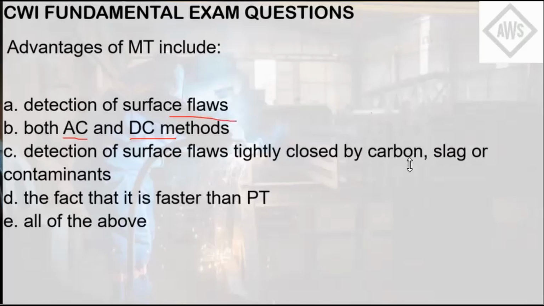Detection of surface flaws tightly closed by carbon, slag, or contaminants. You can do that unlike PT. You need to clean the metal if you're doing penetrant testing there. And for that reason as well, it is faster than PT. So that will all be the advantages of magnetic particle testing. So the answer here is letter E, all of the above.